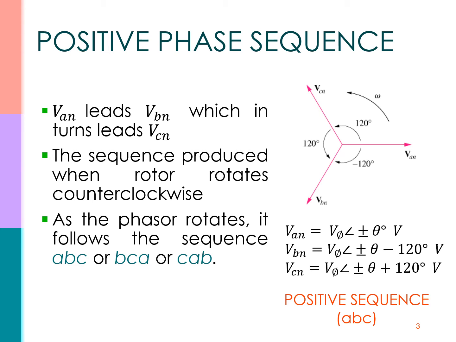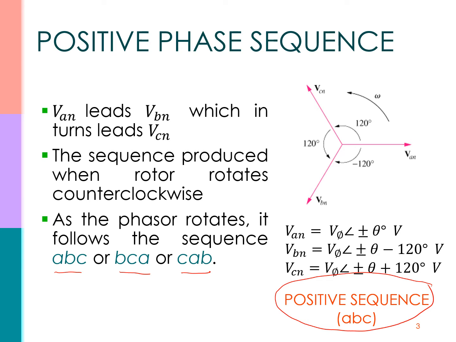Let me discuss the positive phase sequence. We call it the ABC sequence. Why do we call it ABC? Because as the phasor rotates, it follows the sequence ABC or BCA or CAB. The sequence is produced when the rotor rotates counterclockwise.